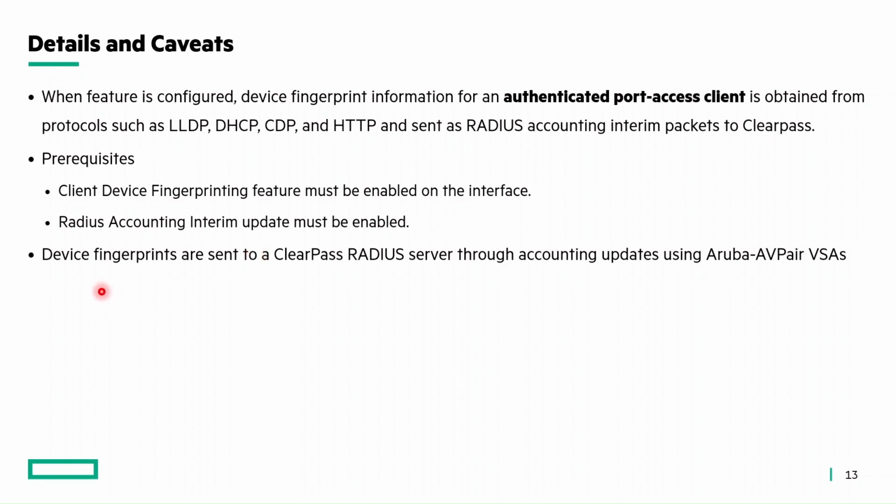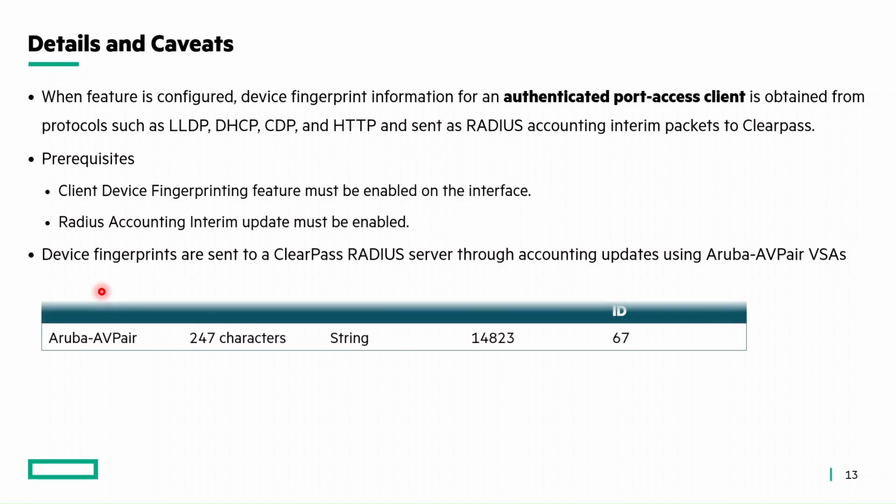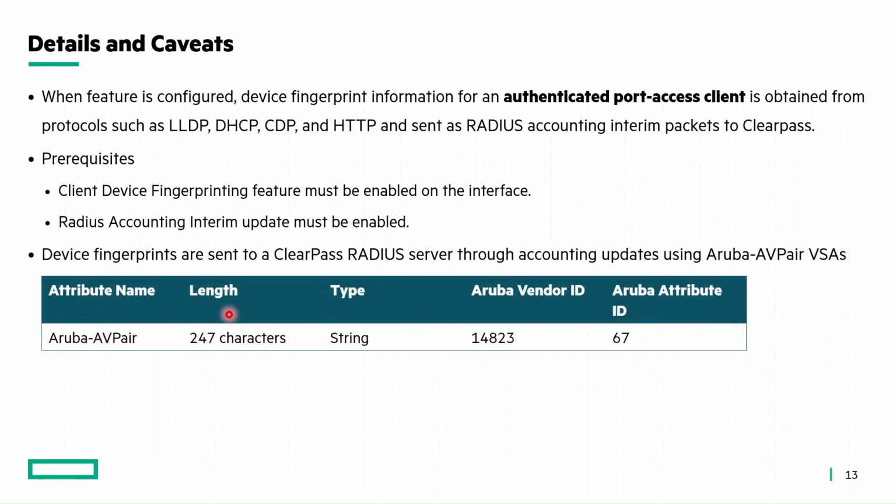So there may arise a question: how do we send this DFP data to ClearPass in a RADIUS accounting packet? So for that purpose, we have introduced a new VSA, the Aruba AV pair VSA. It is of length 247 characters and type string, and it's an Aruba specific attribute, and the unique ID is 67.